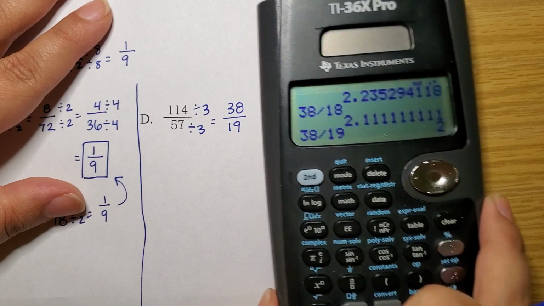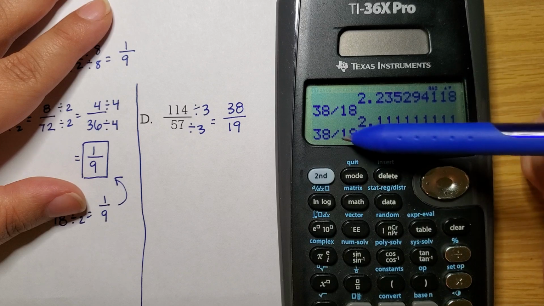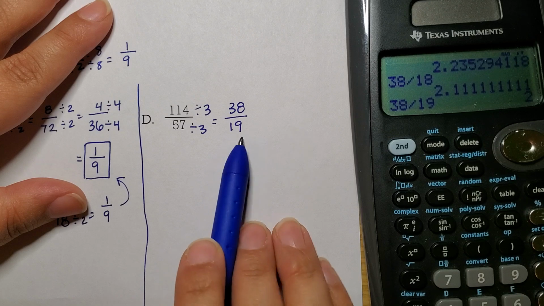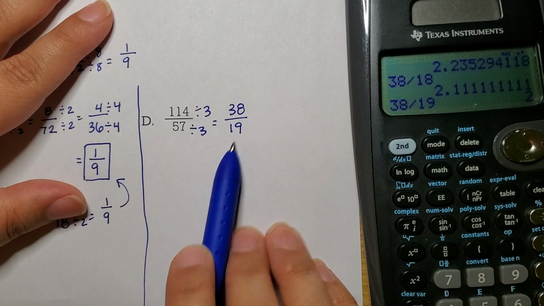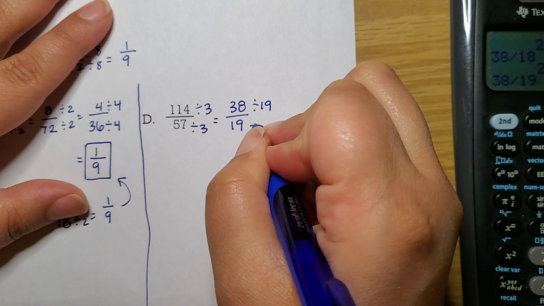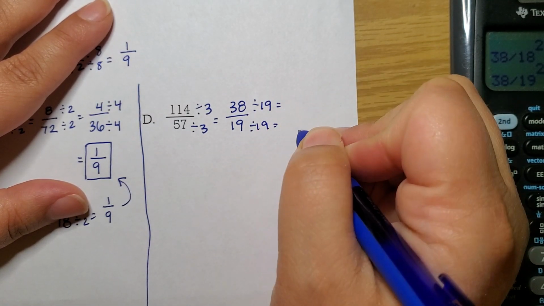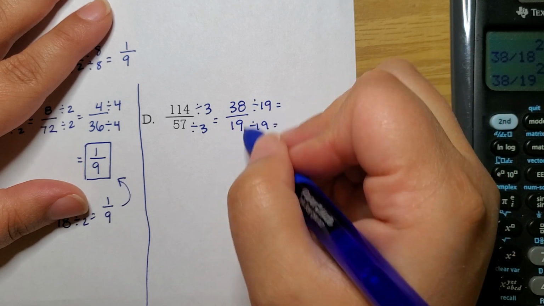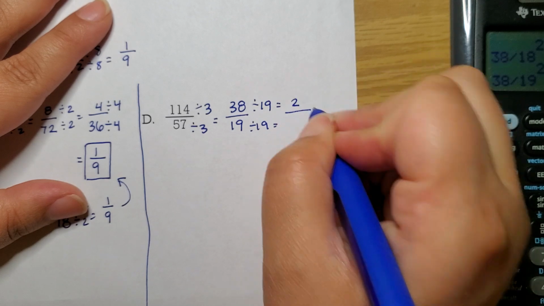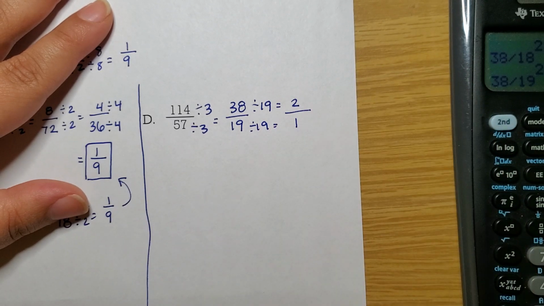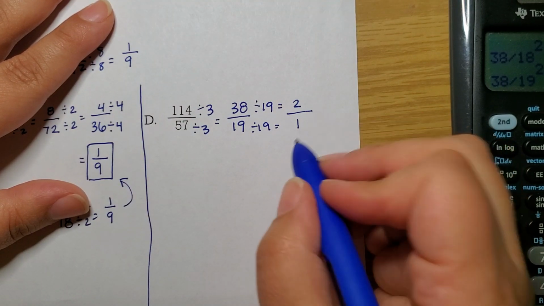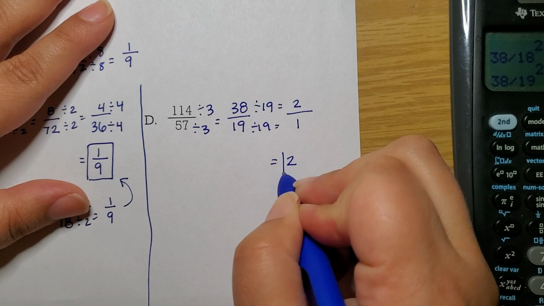Oh, hey. 19 went into 38 twice, and 19 is the bottom number. That means 19 goes into 19 once. So our last possible hope, which was 19, turned out to be one that worked. So that's why we always have to go to whichever of these numbers is smaller. So 38 divided by 19 is 2, and 19 divided by 19 is 1. Now, anything over 1 is itself, so we end up getting just 2.